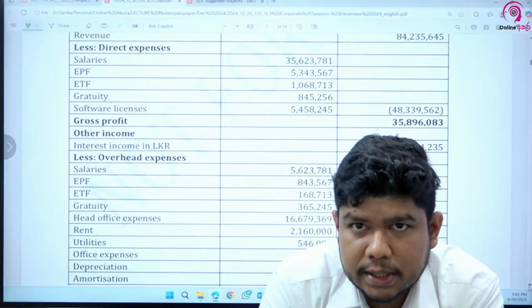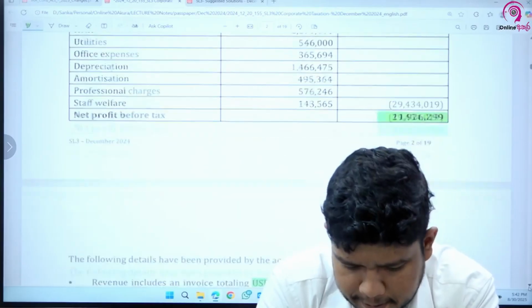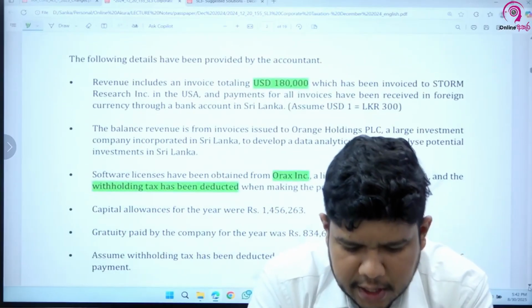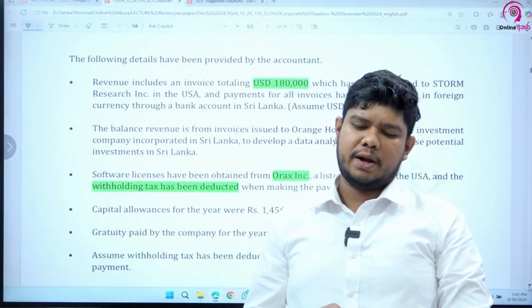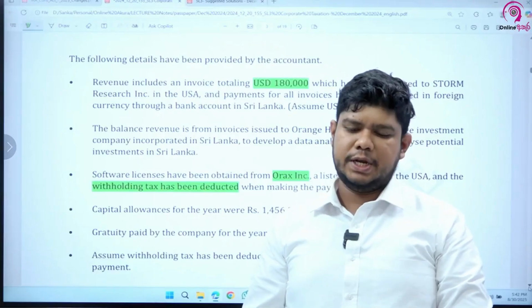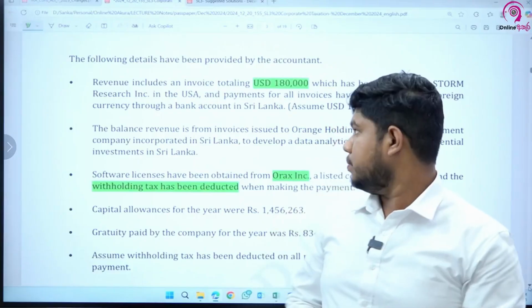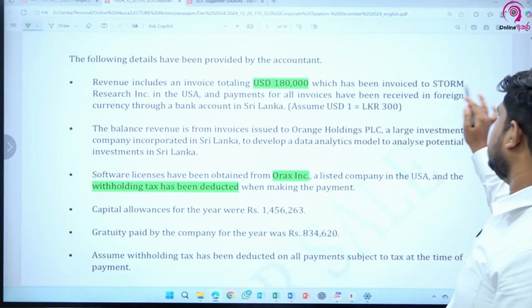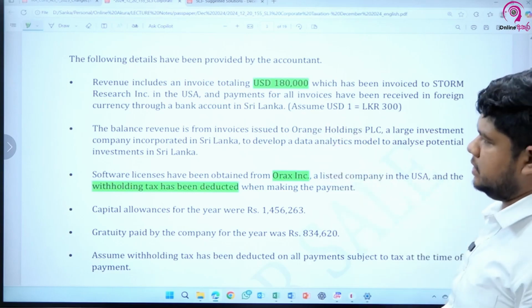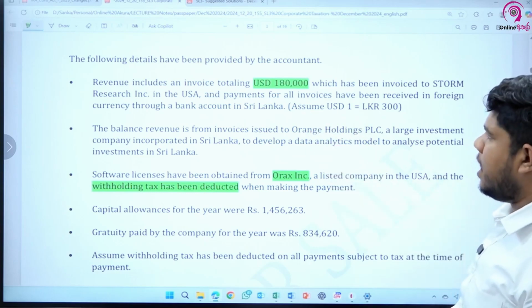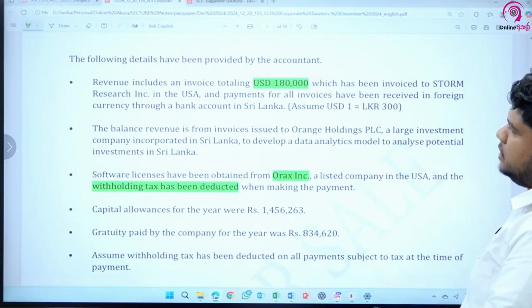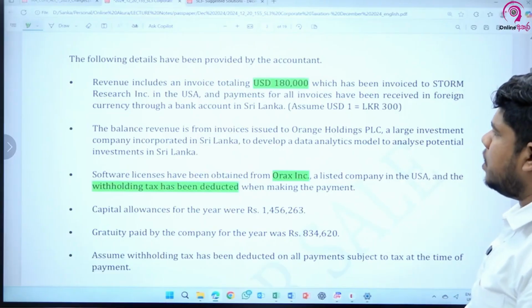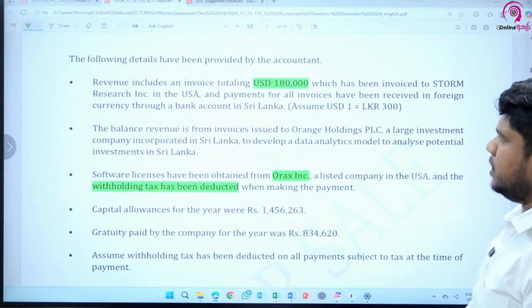What you do is, you go to adjustments. Revenue includes an invoice totaling USD 180,000, which has been invoiced to Storm Research Inc. in the USA. And payments for all invoices have been received in foreign currency through a bank account in Sri Lanka.